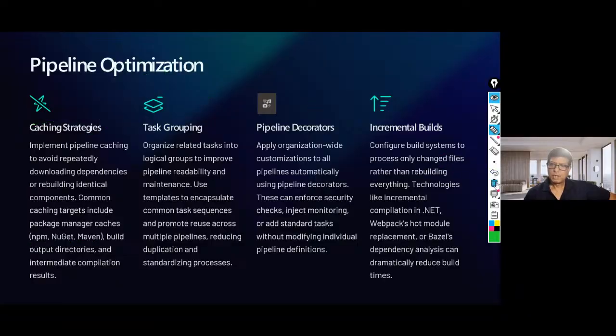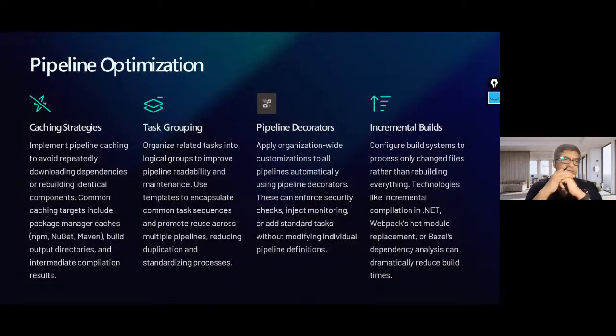After all, automation is good, but due to automation, you should not compromise on performance. Your pipeline, your process needs to be optimized, and caching strategy is one of the important considerations. This is the end of the slides.